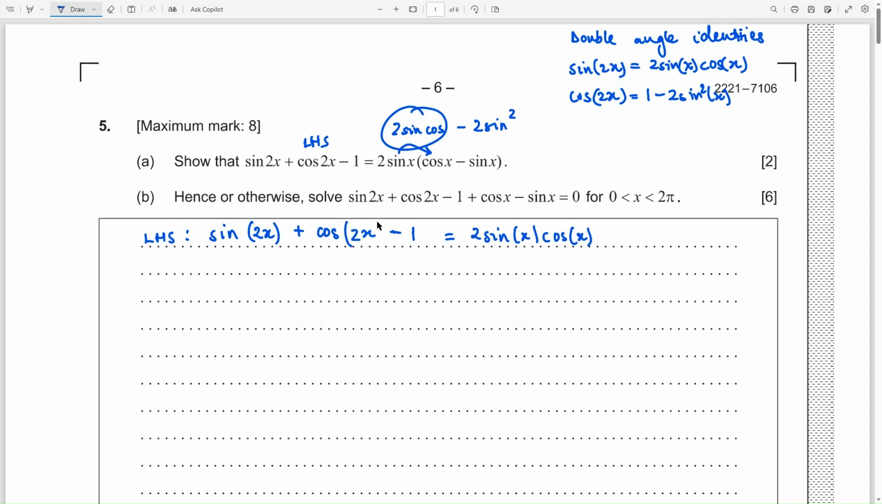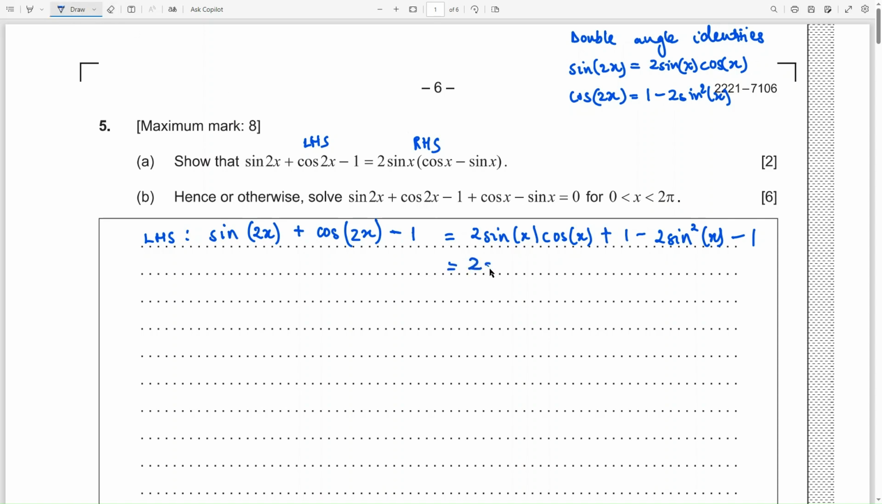In the place of cos 2x, we're going to use, sorry, it should be a plus, 1 minus 2 sine squared x. And then there was already a minus 1 in the expression. There are some like terms, two constants there that we can add together. So positive 1 minus 1 gives you 0.